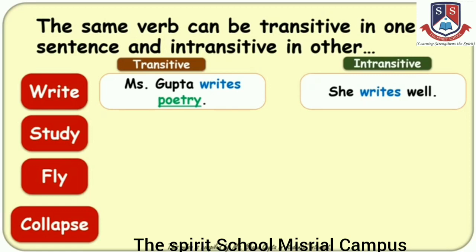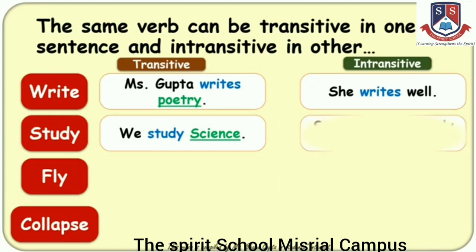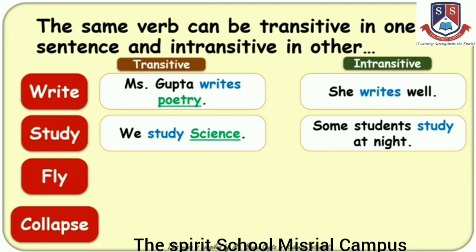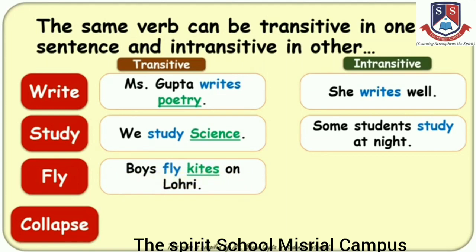The verb study. We study science. Transitive. Some students study at night. The same verb study is intransitive here. The verb fly. Boys fly kites on Lodi. Transitive. Boys fly what? The answer is the object kites.